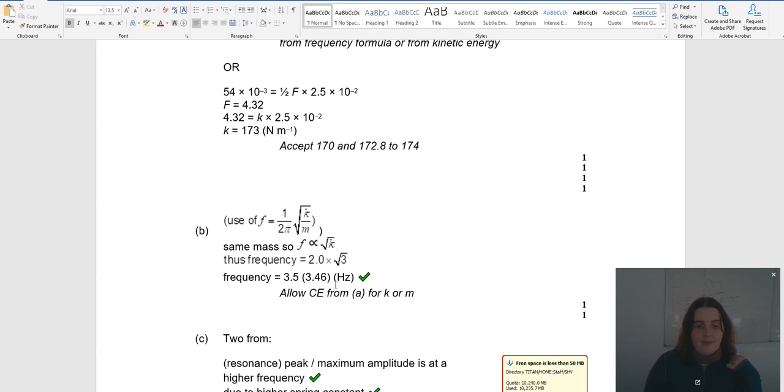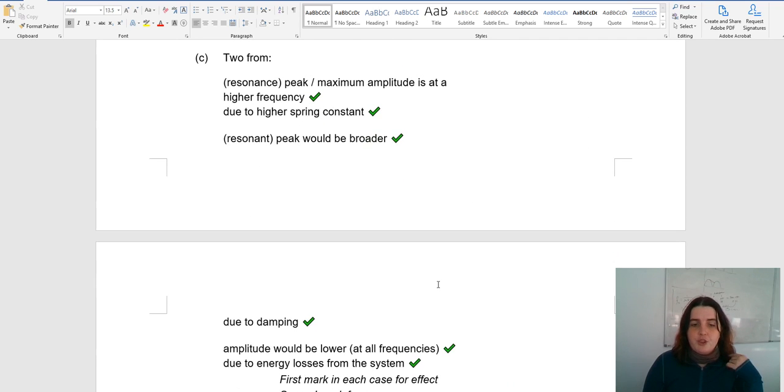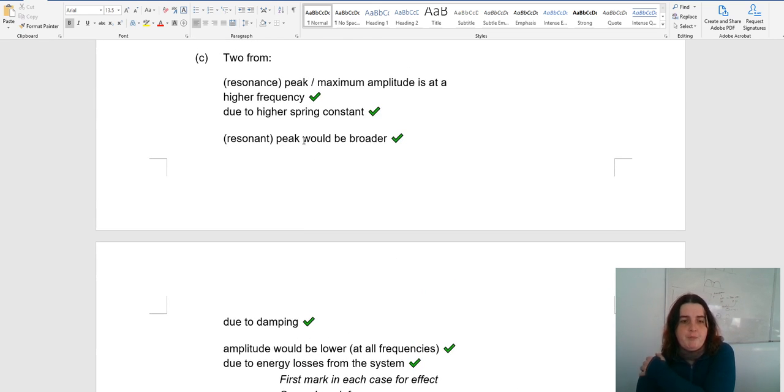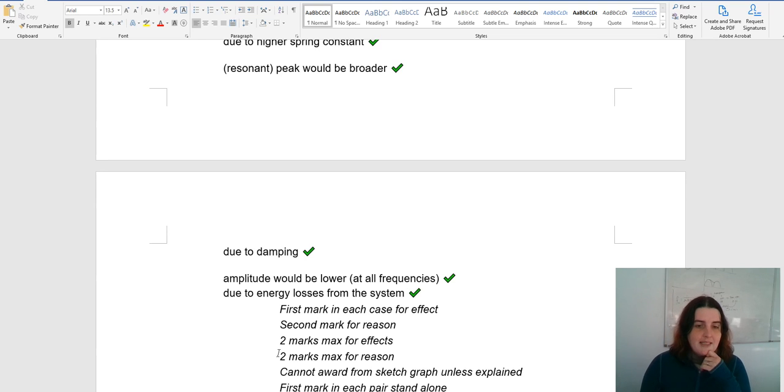Grabbing the mark scheme here. So to any 2 from, you actually get a mark for saying what the difference is and then a mark for describing why. So the peak would be at a higher frequency due to a higher spring constant. Okay, I mentioned it would have a higher frequency because it has a different natural frequency. And then the amplitude, this is what I said, the peak would be broader due to damping, or the amplitude would be lower due to energy losses. Okay, so I'm mentioning that damping there.